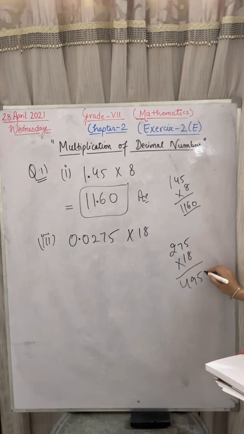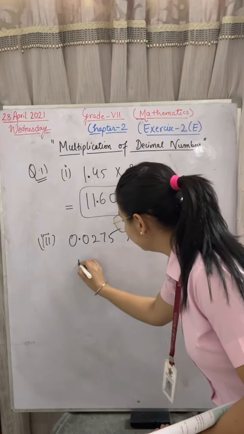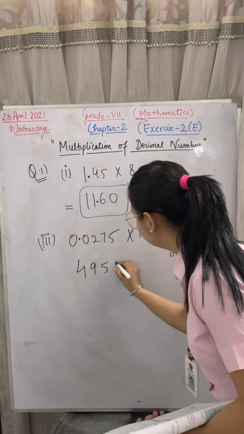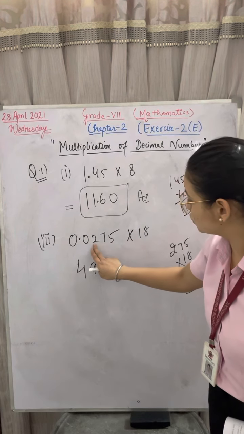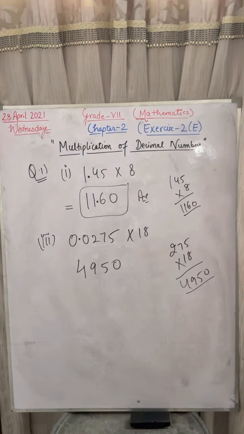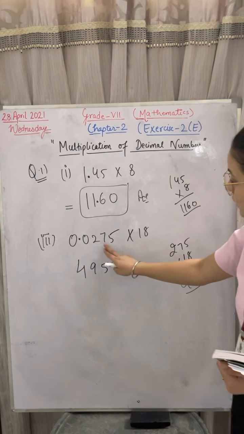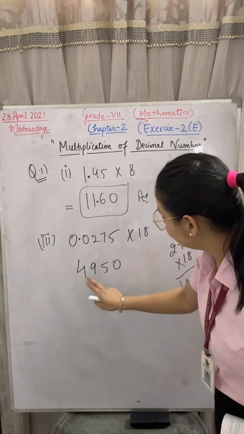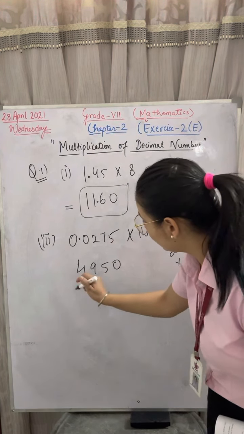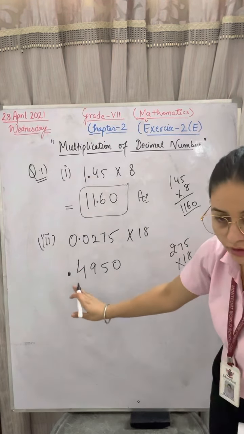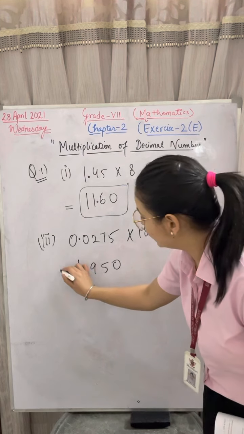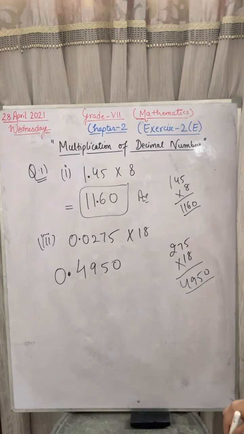4950. Yes, correct. Absolutely correct. So I'm writing here 4950. Okay. I'm having decimal before 1, 2, 3, 4. Before how many digits? Before 4 digits. So you have to put the decimal before 4 digits. And if before decimal nothing is left, you can write here 0. It's clear to everyone?